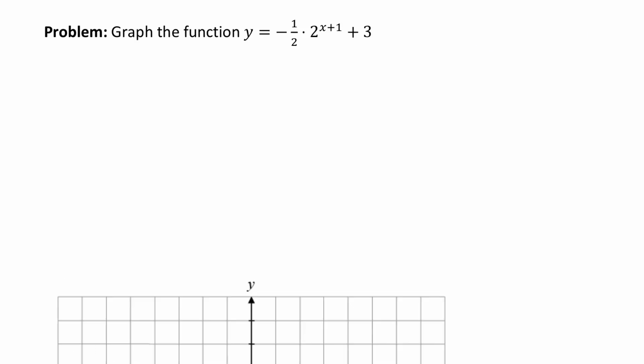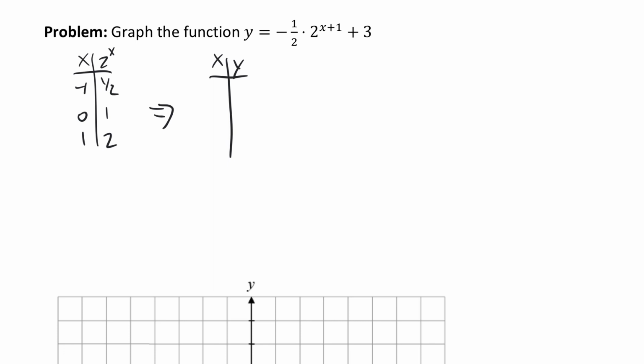All right, let's try another one. Graph the function y equals -1/2 times 2 to the x plus 1 plus 3. So again, we've got a vertical stretch, we've got a horizontal translation, and another vertical translation. So let's set up our basic table. x and 2 to the x, -1, 0, and 1, 1/2, 1, and 2. And then we will get the following new table.